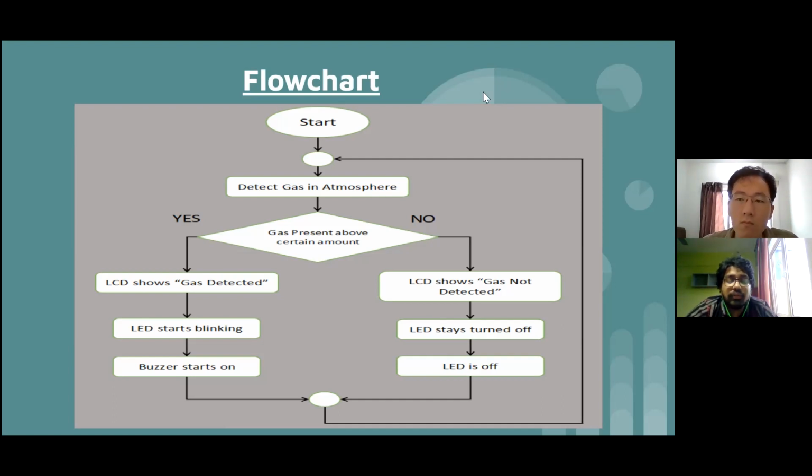In case the amount of gas in the atmosphere is not harmful, then everything will be turned off, and the LCD will show that gas is not detected. That means it's not at a harmful level, and the loop will keep continuing until there is any sort of stoppage or lack of power, in case the power source gets destroyed or something. All right, next page, please.